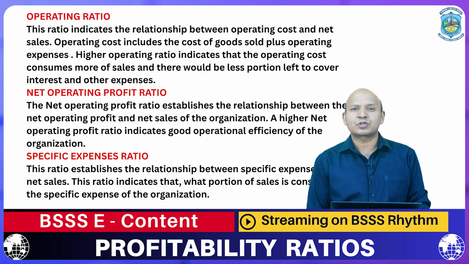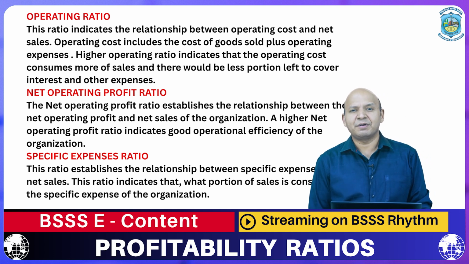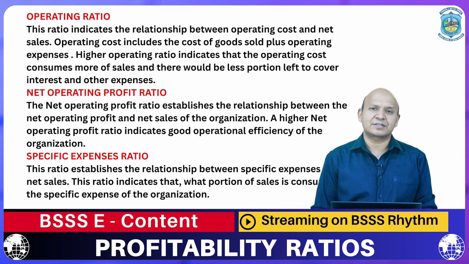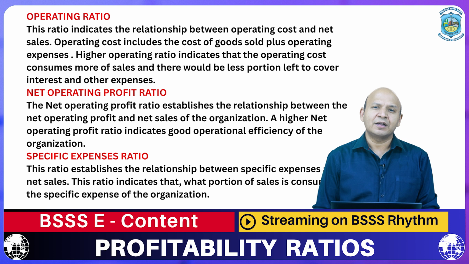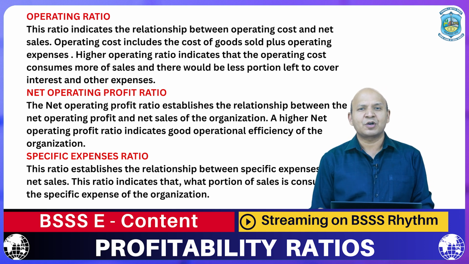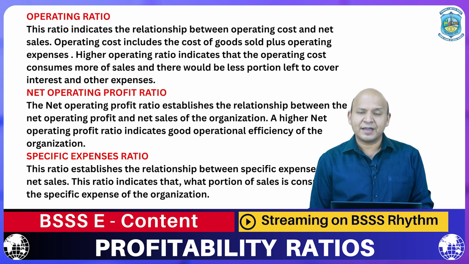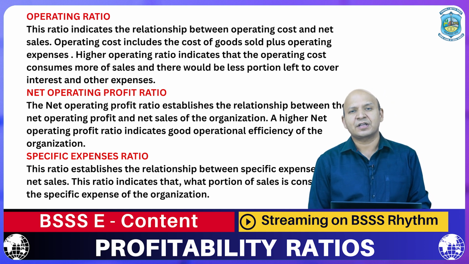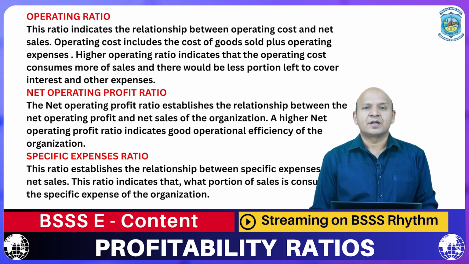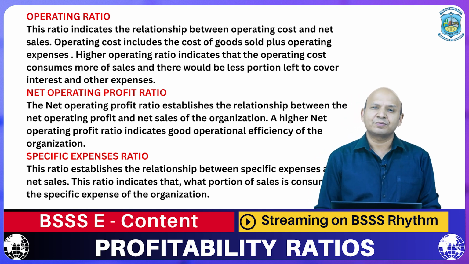The third one was operating ratio. Operating ratio indicates the relationship between operating cost and net sales. Operating cost can be computed with the help of the following formula, that is cost of goods sold plus operating expenses. A higher operating ratio indicates that operating cost consumes more of sales and there would be less portion left for interest and other expenses.